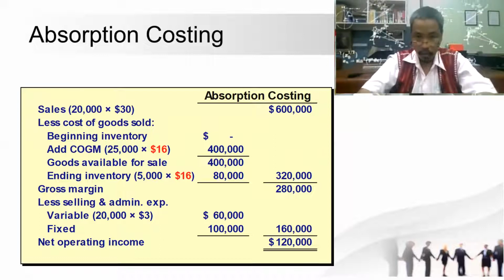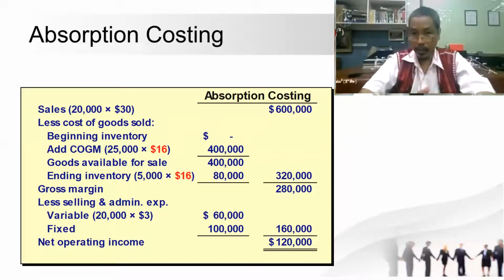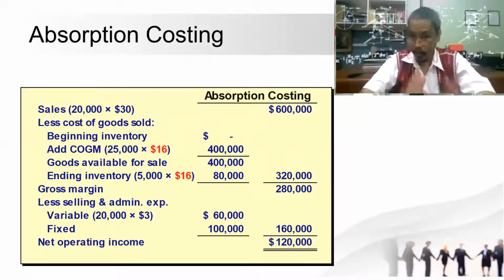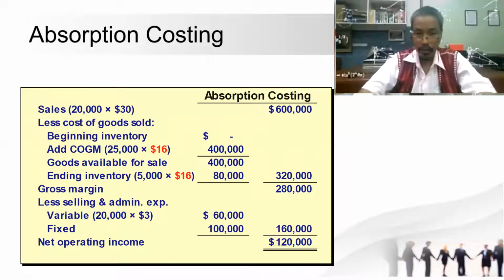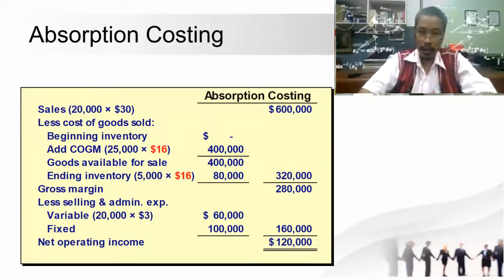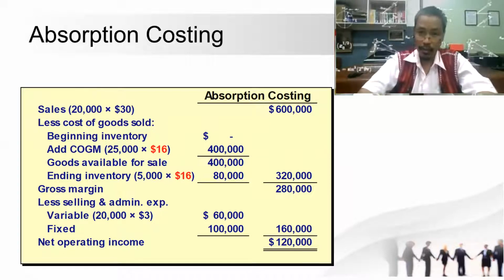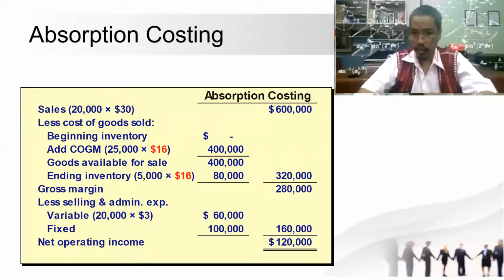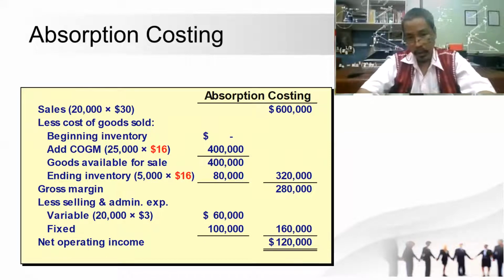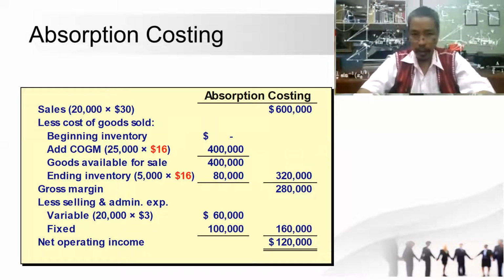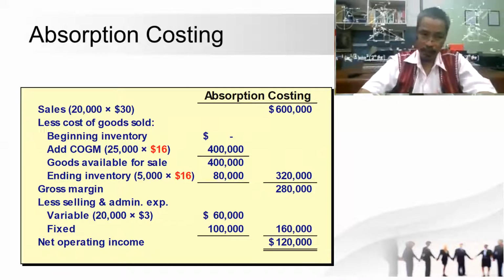So the cost of goods sold: how many are the goods sold, and what is the cost of that? The cost of that is 400,000 minus 80,000, because there is an inventory remaining in our warehouse. So only 320,000 was sold. The remaining 80,000 is inside our warehouse. So 600 minus 320, that is 280. That is now our gross margin.